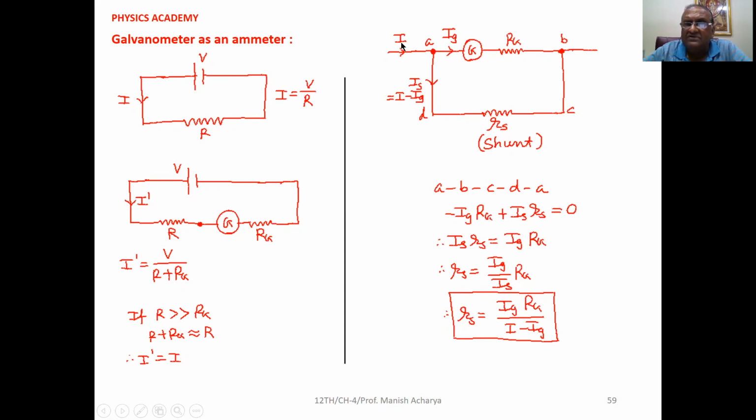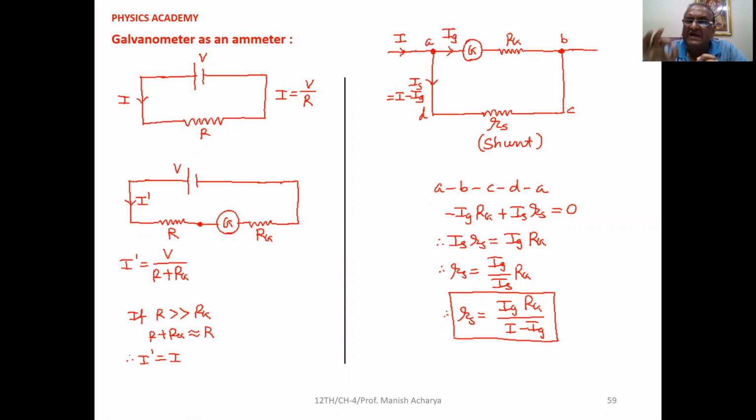But of the total current I, Ig flows through the galvanometer. So this Is is I minus Ig. Replace Is by I minus Ig. So we can write Rs equal to Ig Rg upon I minus Ig. This is the equation for the shunt, which should be connected parallel to the galvanometer to convert it into an ammeter. See how one can use this equation.